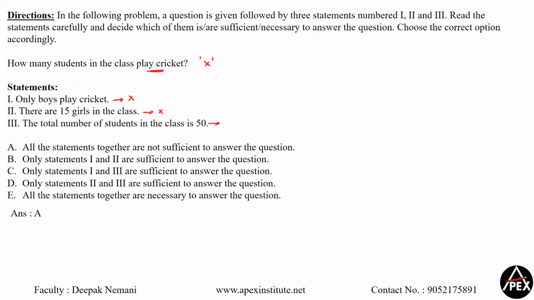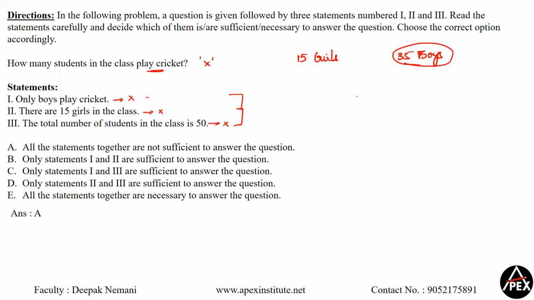Statement 3, we are given the total number of students in the class. We do not know how many are boys. So you cannot answer this question with statement 3 alone. Now if I combine statement 2 and statement 3, I can say that we have 15 girls in the class and we have 35 boys in the class. And if I combine statements 1, 2 and 3, can I say that these 35 boys play cricket? Yes or no? Can I say all boys play cricket?